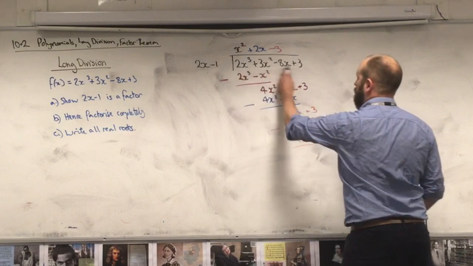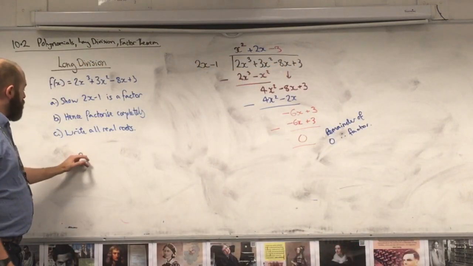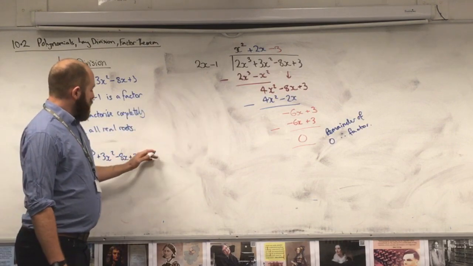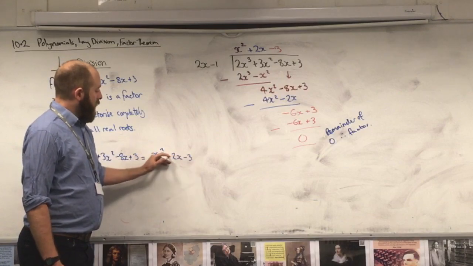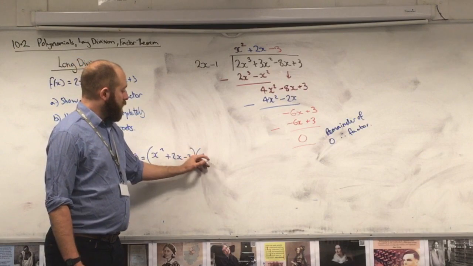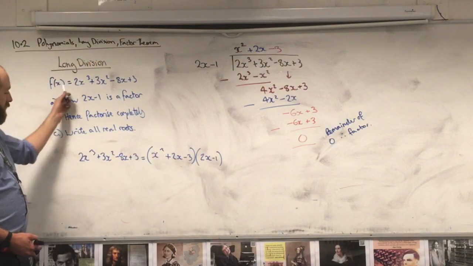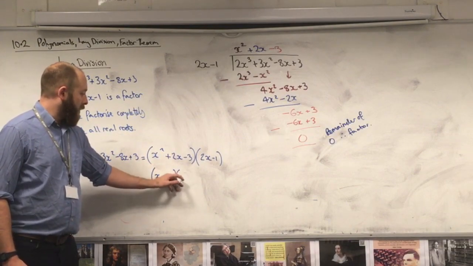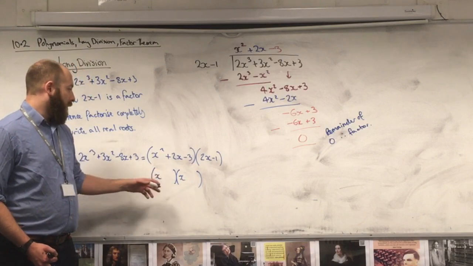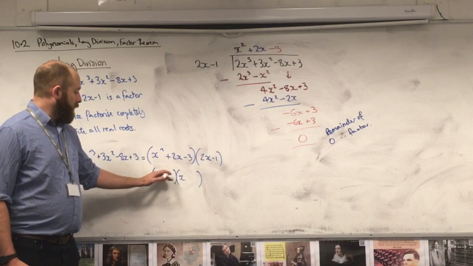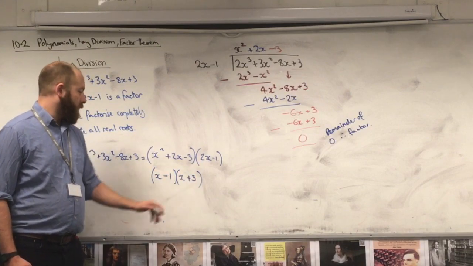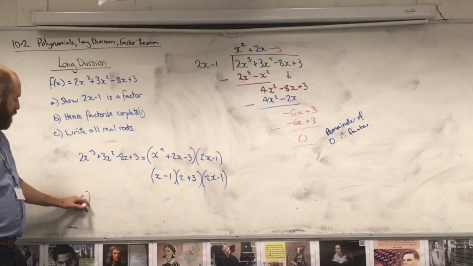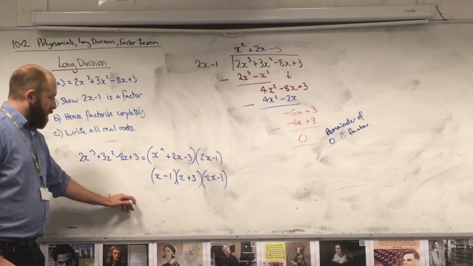Okay, hence factorise it completely. All we found out is that this cubic, 2x cubed plus 3x squared minus 8x plus 3, is actually equal to our quadratic up there, x squared plus 2x minus 3, times by the factor, 2x minus 1. So you kind of use long division to factorise this cubic. Factorise completely, so we need to factorise the leftover quadratic. So we get x minus 1 and plus 3. There we go, so fully factorised quadratic there. And part C, write all the real roots. x is 1, x is minus 3, and x is a half.